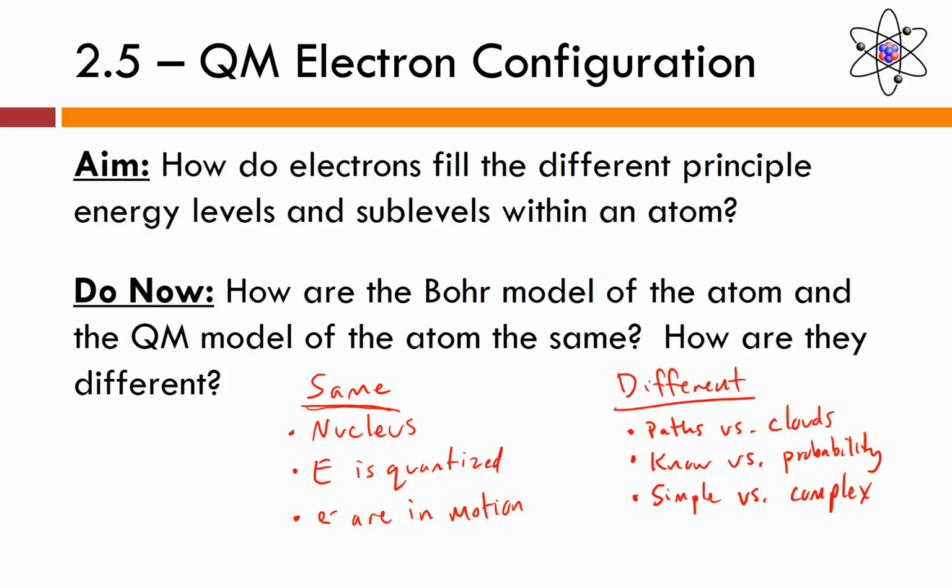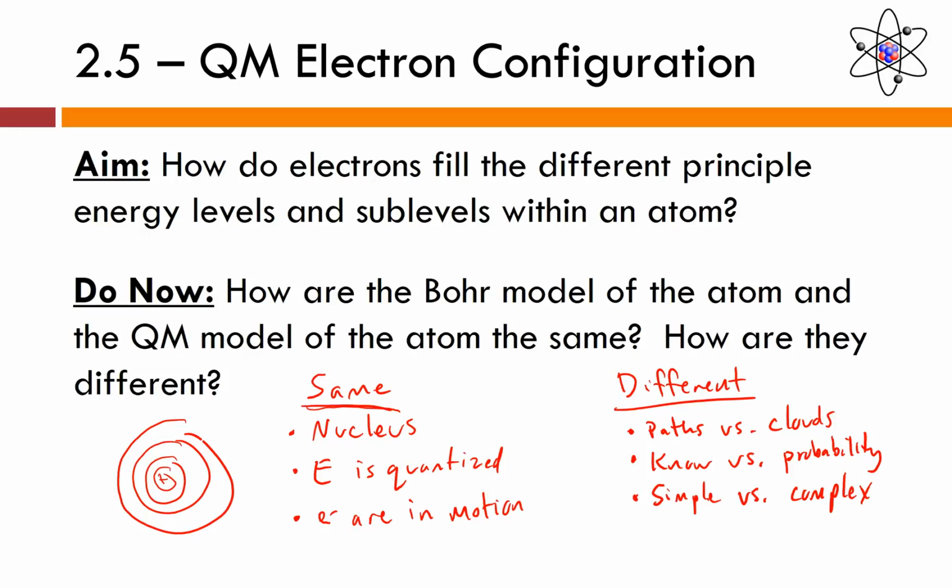There are some very important key differences between the two models. I've got these 3. The Bohr model looked at electrons traveling in paths. I think about that with the nucleus at the center, and then we just have the electron orbits. The electrons move around the nucleus in those well-defined paths, whereas in the quantum mechanical model, we talk more about clouds. Also, in the Bohr model, we know where the electrons are at any given point in time. In the quantum mechanical model, due to the Heisenberg uncertainty principle, we talk about the probability of finding an electron.